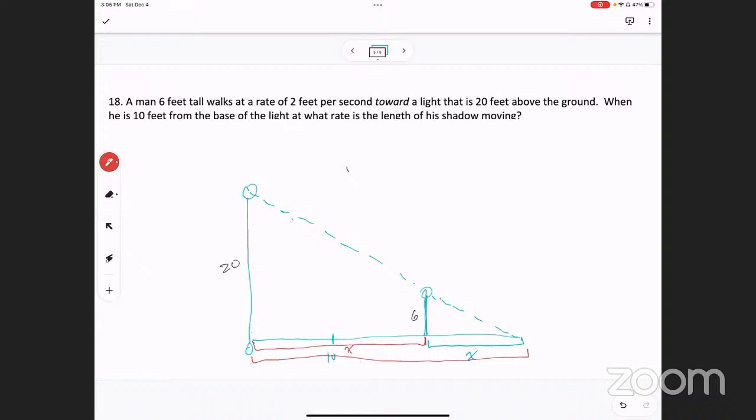The dx dt is 2 feet per second, right? Right, but that's what I'm trying. I called it dx dt, but I have to make sure that I have X. So this shouldn't be X right here. This should be X right here because he's moving this way. The change in X per time.